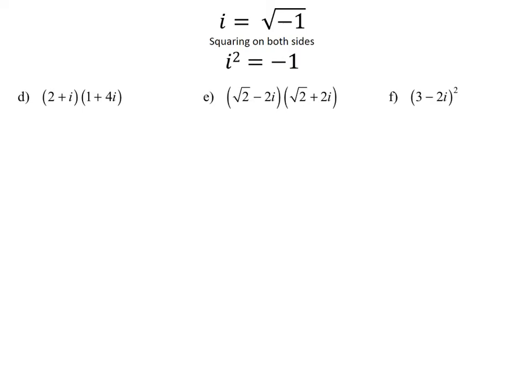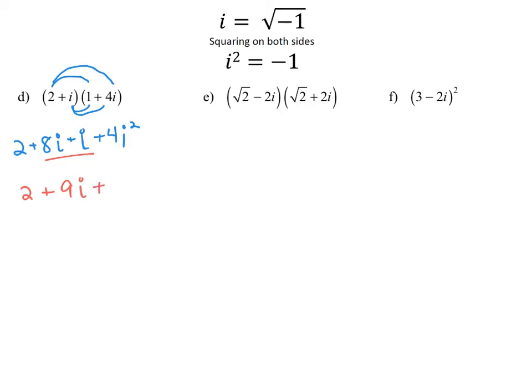In example D, we're multiplying the binomial 2 plus i times the binomial 1 plus 4i. Using the FOIL, first, outer, inner, last, we multiply to get 2 times 1, which is 2 for the first. The outer is 2 times 4i, or plus 8i. The inner is i times 1, which is plus i. And then the last is i times 4i, which is plus 4i squared. Let's simplify by combining the middle two terms, the like terms, to get 2 plus 8i plus i is 9i.